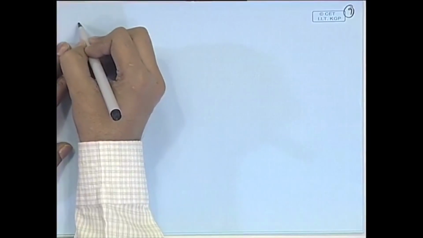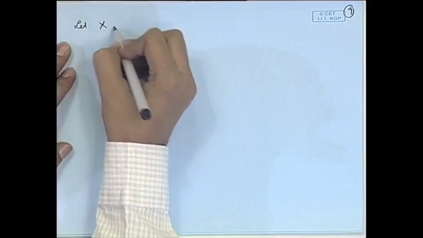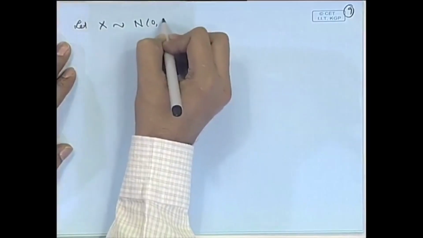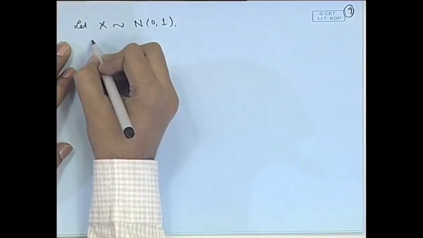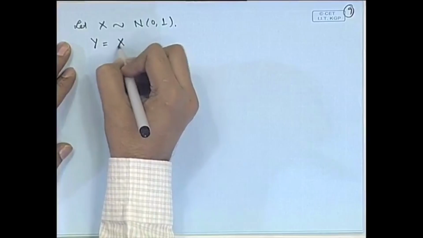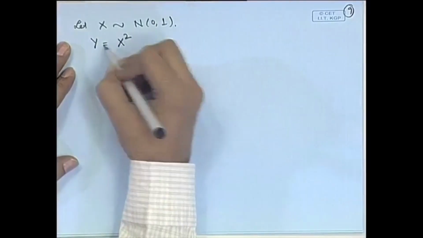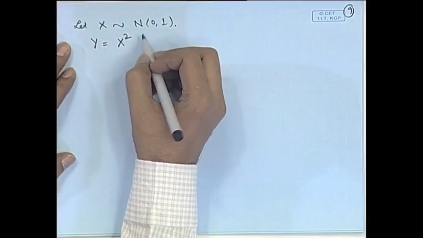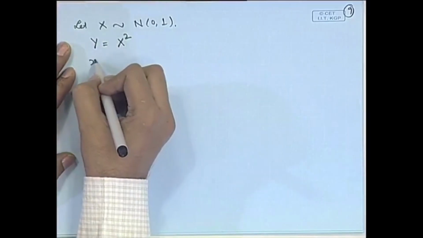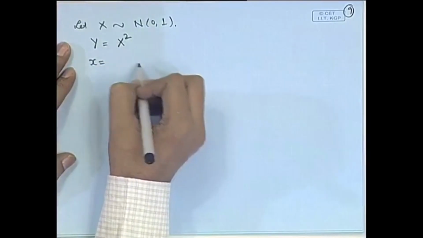Next, we look at the following result. Let x follow normal 0, 1. Let us define say y is equal to x square. We want the distribution of y. So, we look at the inverse transformation. It is a 2 to 1 transformation.